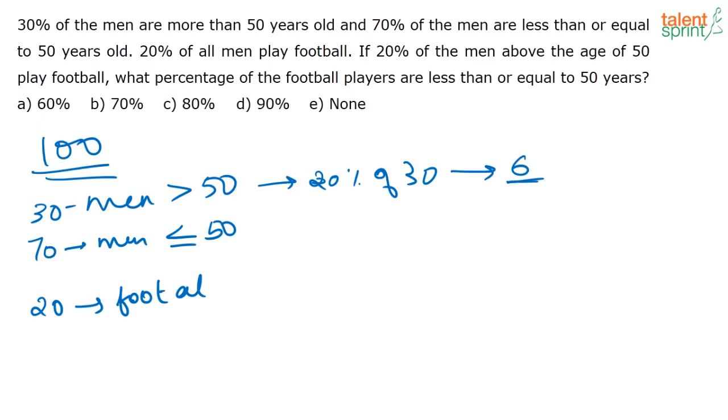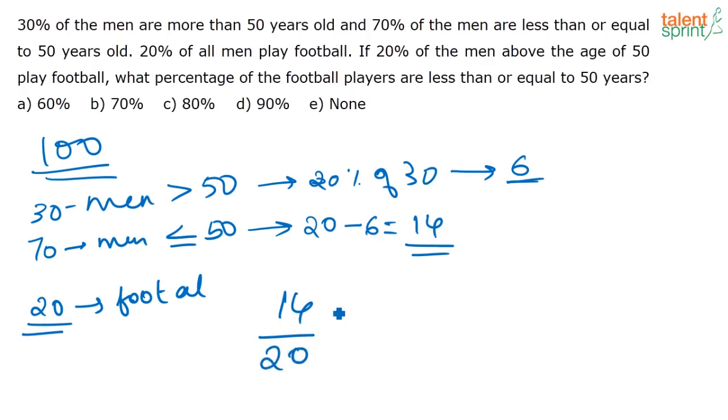So how many men less than or equal to 50 play football? Totally 20 of them play football, out of which 6 are above 50. So the number of people playing football less than or equal to 50 is 20 minus 6, that is 14. Now what is the question? What percentage of football players are less than or equal to 50 years? That is 14 by 20 into 100, correct? That is equal to 70%. So the answer for this question is option B. Okay, let's move on to the next question.